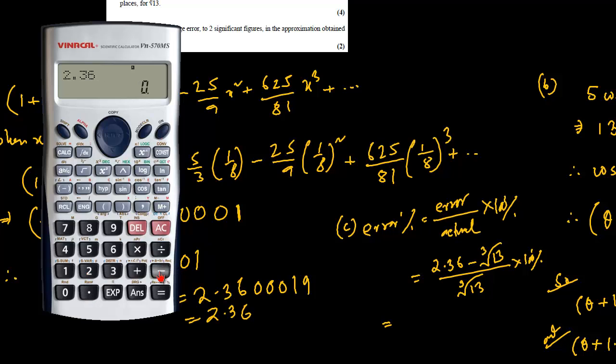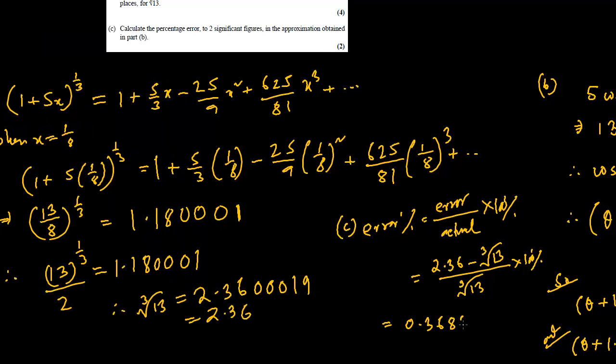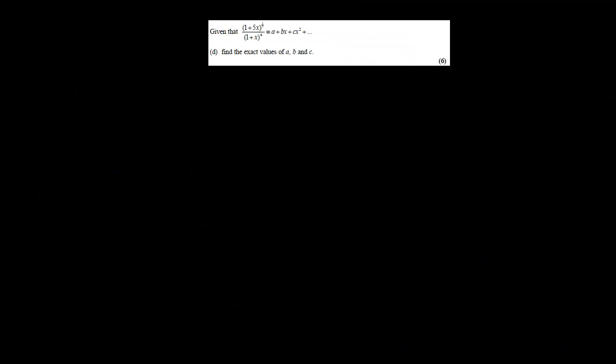For avoiding rounding error, we should actually use more digits, but since it is 0.0000, I'm not using that. So 2.36 minus cube root of 13 equals this. It's positive. Divided by cube root of 13, and we have to multiply by 100%. So we have 0.3685%, but it has to be two significant figures, so 0.37%.